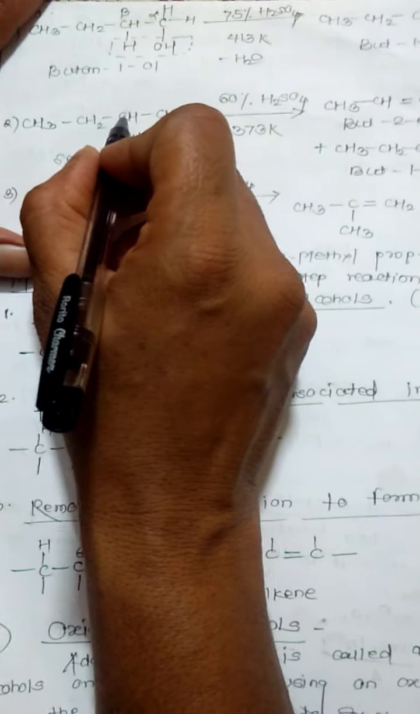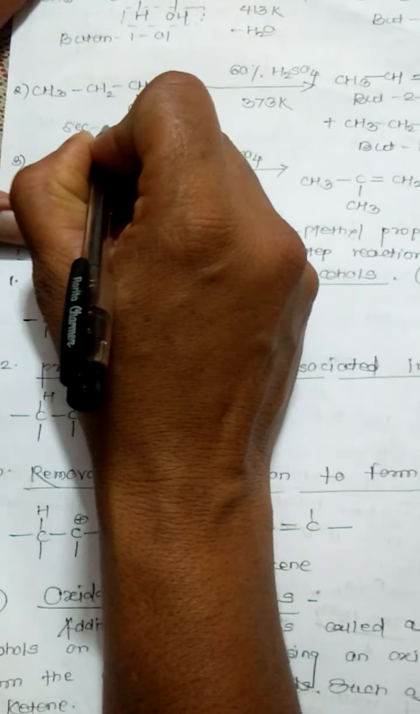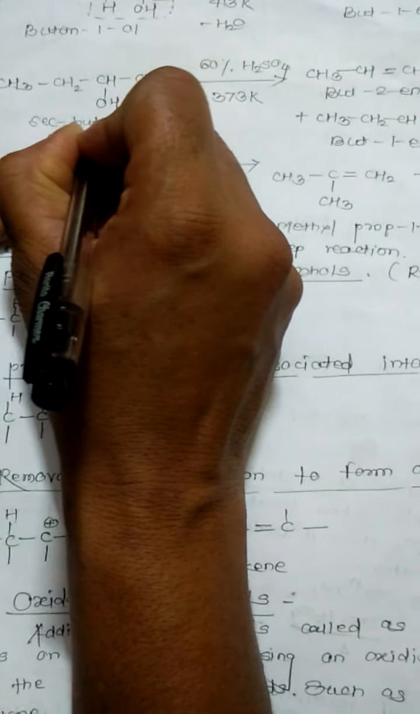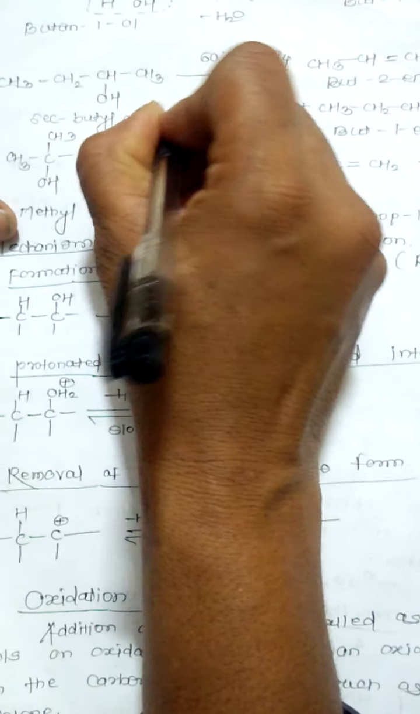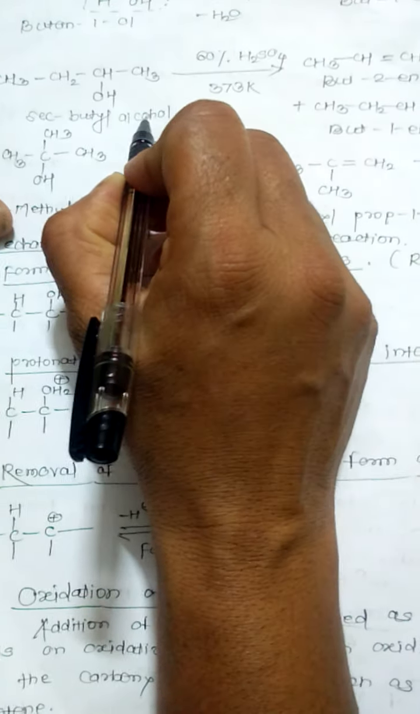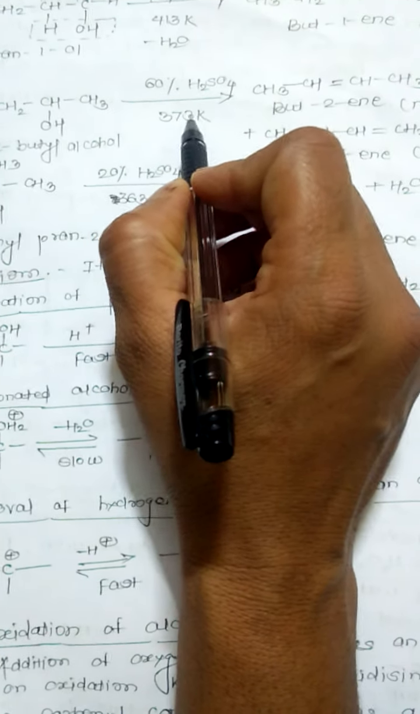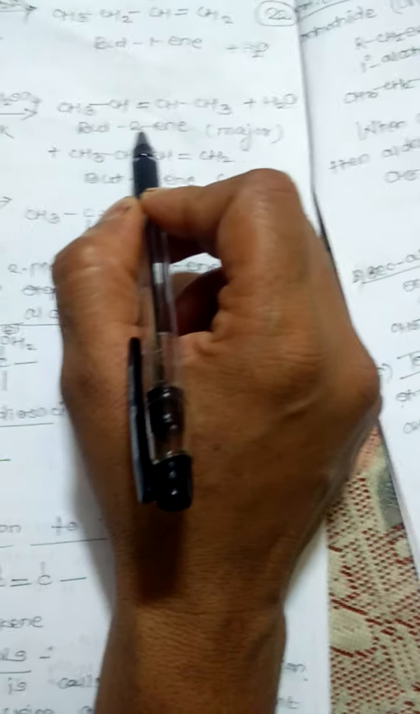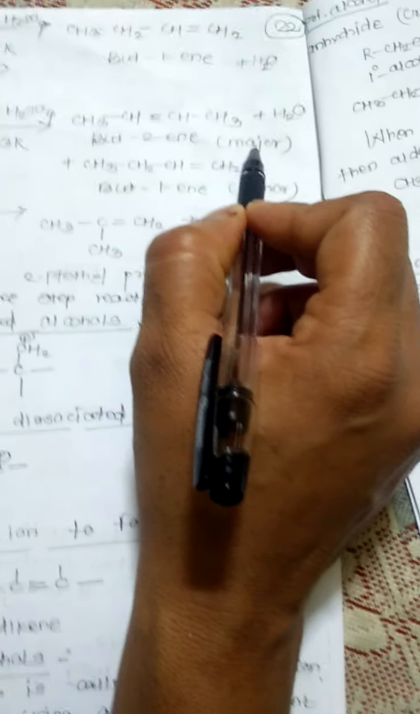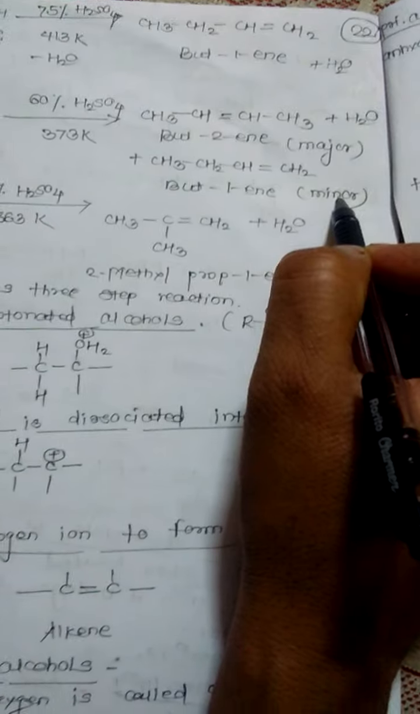Now when we take the secondary alcohol, the name is secondary butyl alcohol. OH is attached to a secondary carbon, so secondary. There are 4 carbon atoms, so it is butyl, and OH, so it is alcohol. When secondary butyl alcohol is treated with 60% H2SO4 at 373 Kelvin, it forms two different products. One is but-2-ene, which is the major product. Another is but-1-ene, which is the minor product.